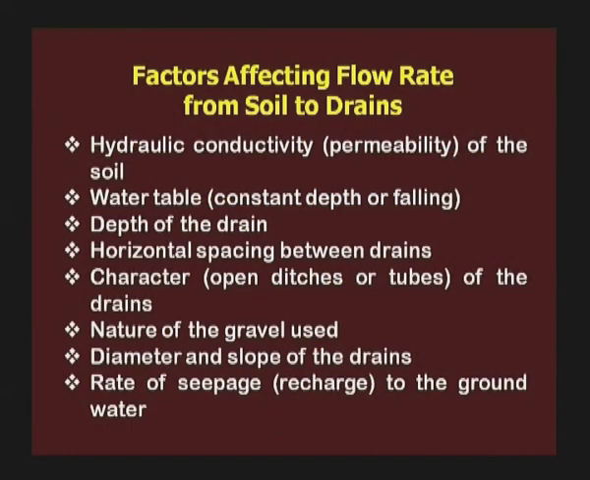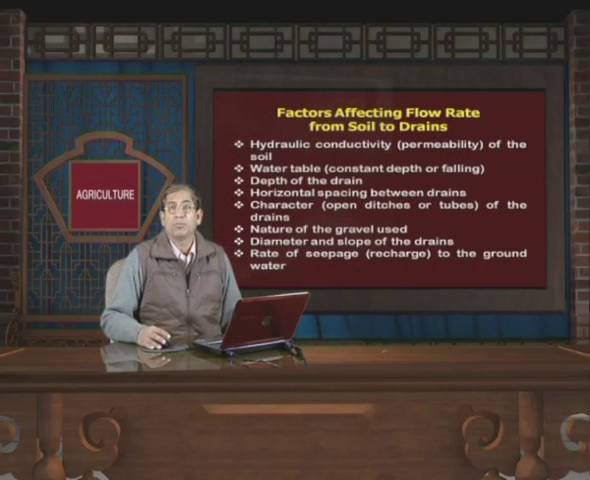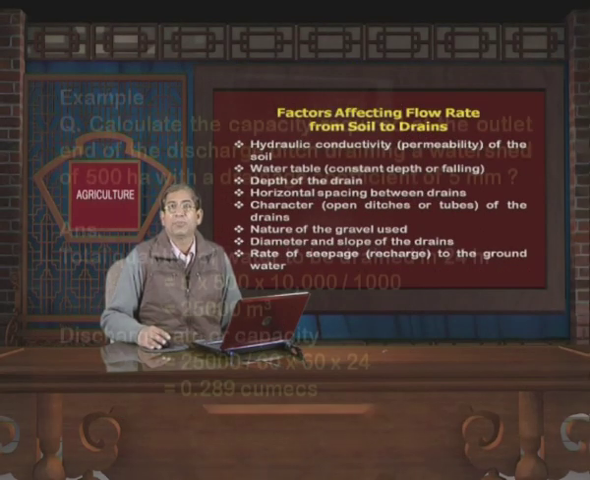Factors affecting flow rate from soil to drains. Hydraulic conductivity of the soil, water table, that is constant depth or falling water table, depth of the drain, horizontal spacing between drains, character, open ditches or tubes of the drains, nature of the gravel used, diameter and slope of the drains, rate of seepage or recharge to the groundwater. So, these are the important factors which affect the flow rate.